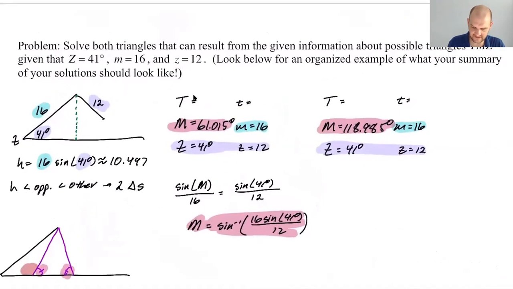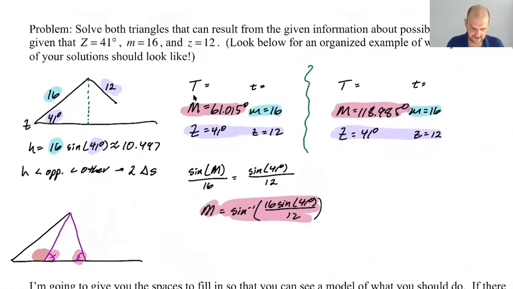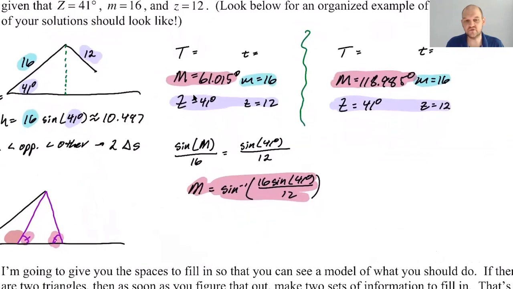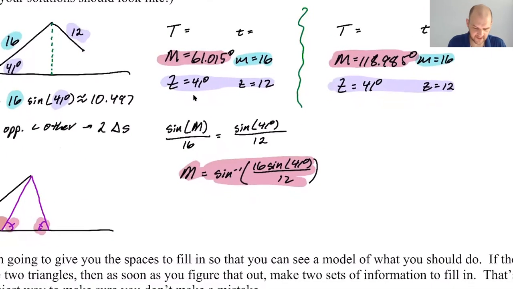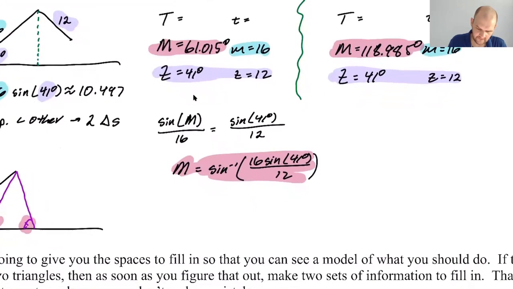Once we've done that, you just solve it like two entirely separate problems. So you say, all right, now I'm going to solve these two. So let's actually do that. We can find t. So t, I'm just going to do 180 minus 41 minus 61.015, right? Then I know that I'm going to end up finding, for both of them, it'll just be a different thing.